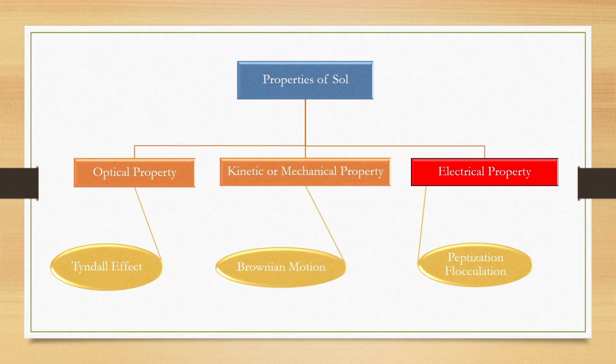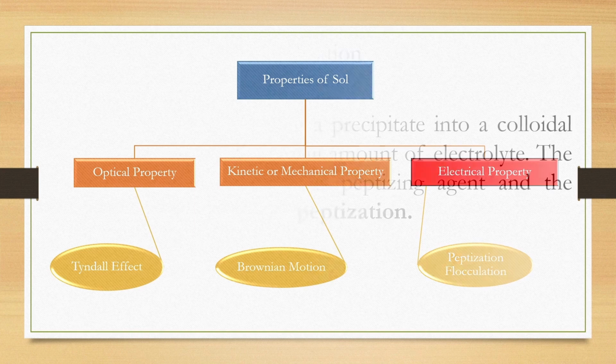Now, the properties of sol. There are mainly 3 types of properties. The first one is optical property, the second one is kinetic or mechanical property, and the third one and most important property in this topic is electrical property. Now, Tyndall effect is an example of optical property, Brownian motion is an example of kinetic or mechanical property, and peptization and flocculation are the examples of electrical property.